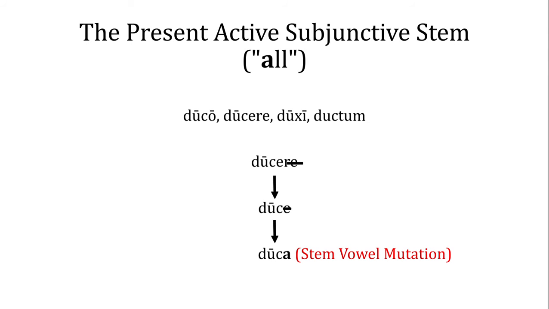Now we have the present active subjunctive stem of the third conjugation. So we had A for the first, E for the second, and A for the third. Now here again we have a stem vowel mutation.